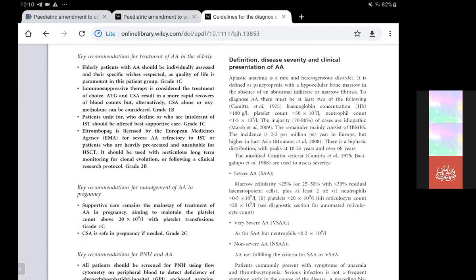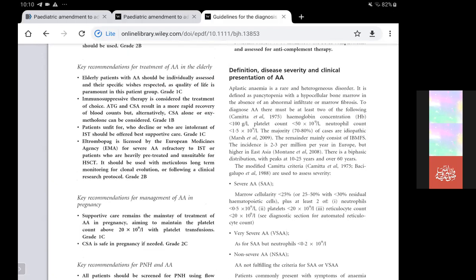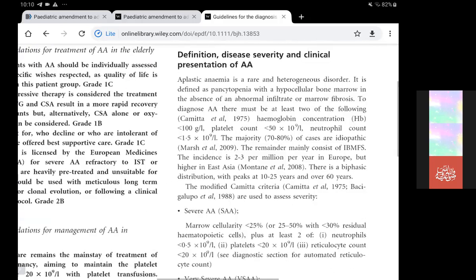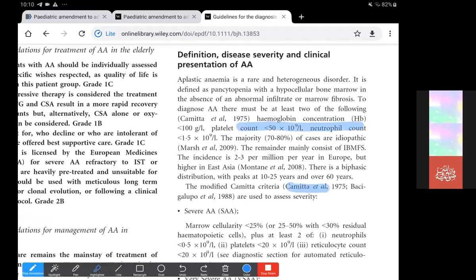Now, we start with the definition of aplastic anemia. It's a rare and heterogeneous disorder, and basically there is pancytopenia with a hypocellular bone marrow in the absence of an abnormal infiltrate or marrow fibrosis. So briefly, the cell lines will be decreased, but this should be concurrent with pancytopenia along with the hypocellular marrow.